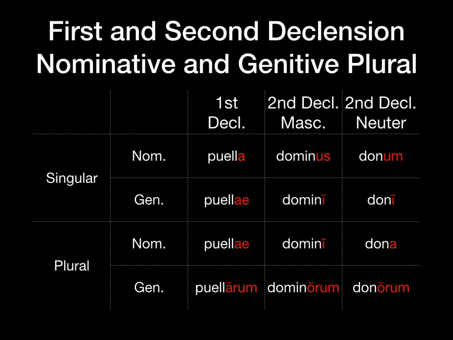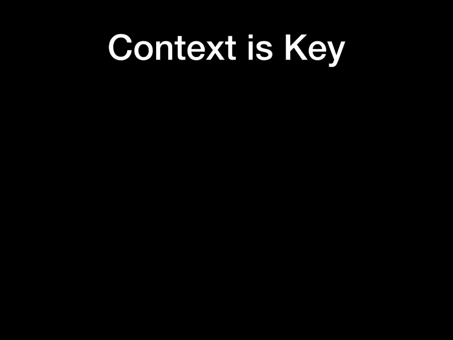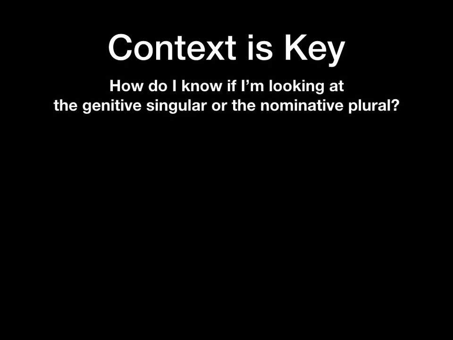So, the good news is that the genitive plural of these nouns is very distinctive: arum for first declension, and orum for all second declension nouns. So context is key. So the big question is, since you've got a number of forms that are identical, how do I know if I'm looking at the genitive singular or the nominative plural? And in some cases, how do I know I'm looking at the nominative plural of a neuter or nominative singular of a feminine? So context, as I said, is key.